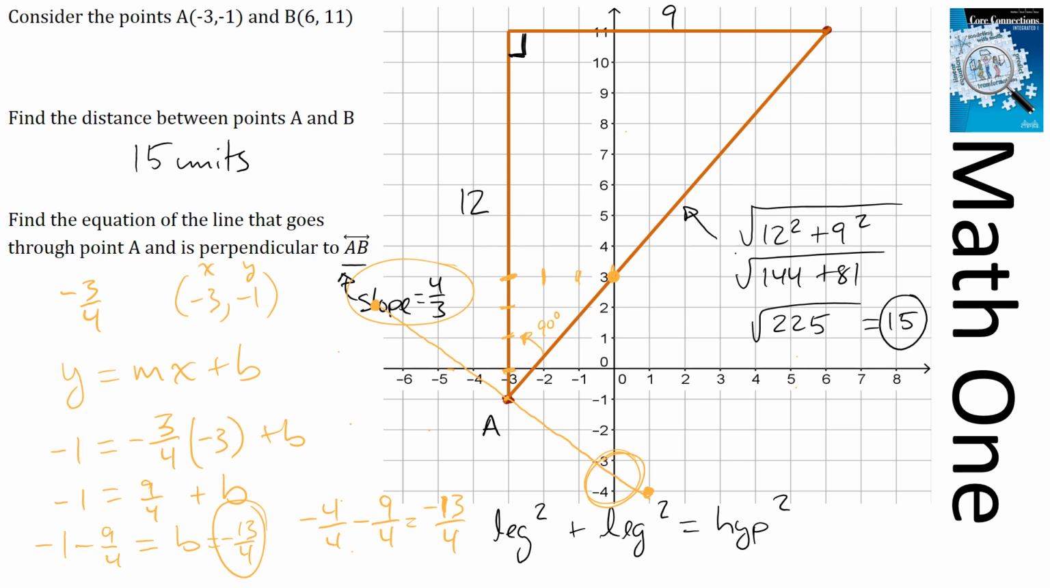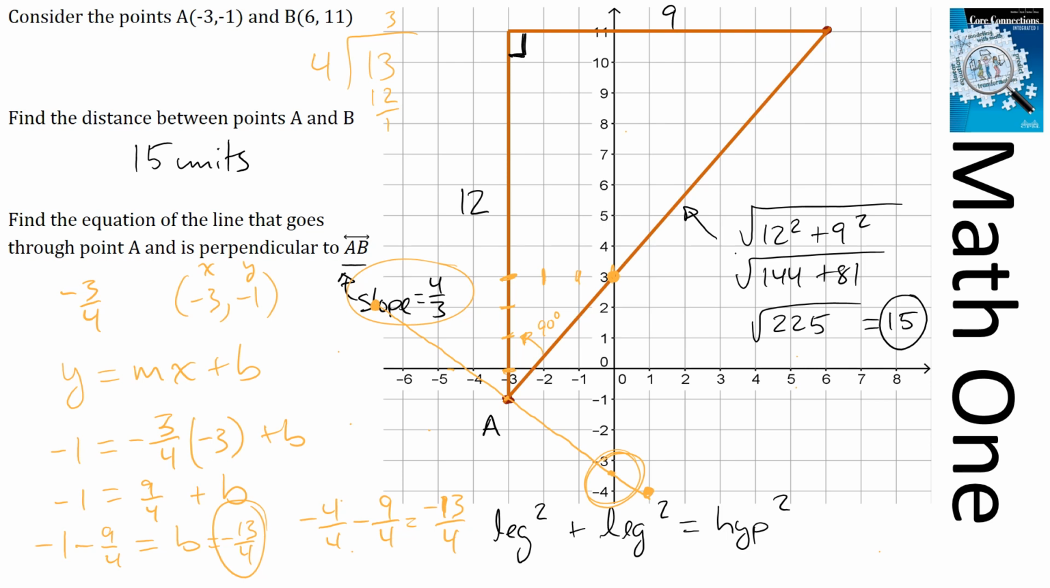So 3 times 4 is 12. Oh, with 1/4 left over. So it's actually at 3 1/4, which is about right here, which is reassuring because it's about where we thought it should be. So at this point, we can write the equation of this perpendicular line.